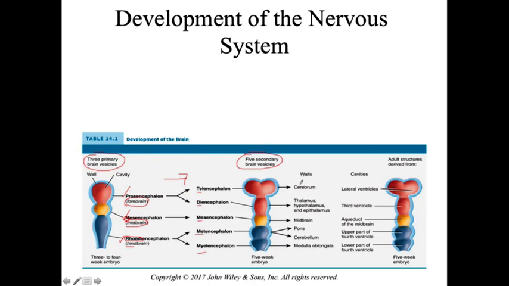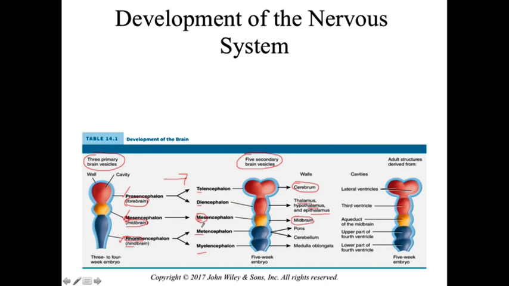So the telencephalon makes up the largest part of the brain. That's called the cerebrum. The diencephalon means through the brain. That's everything with the word thalamus in it. So it's the thalamus, the hypothalamus, and the epithalamus. And then I said M and M, right? So mesencephalon, M for middle, is the midbrain.